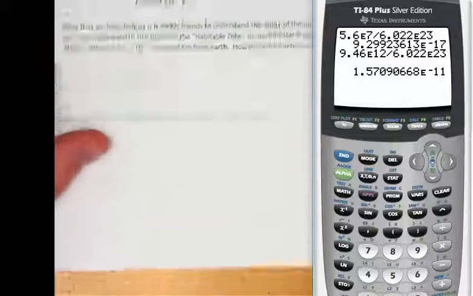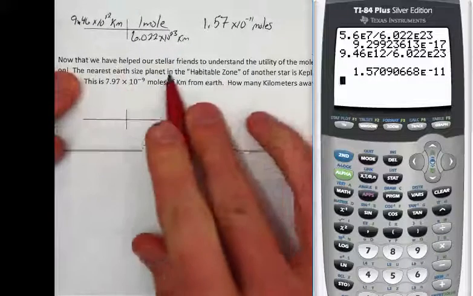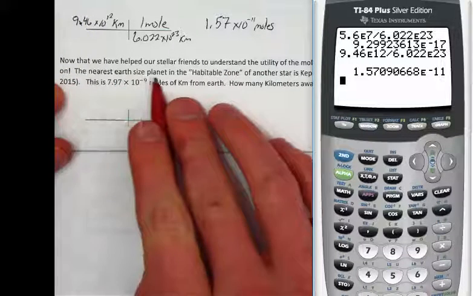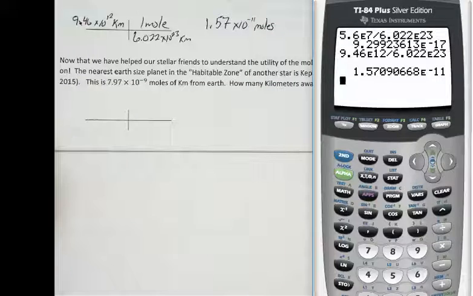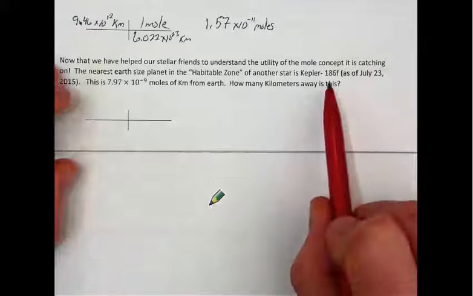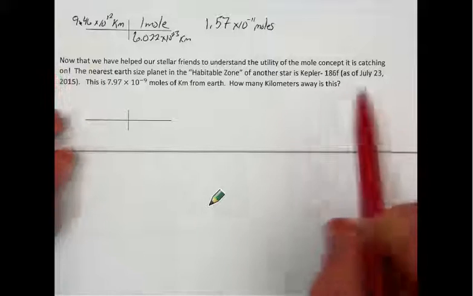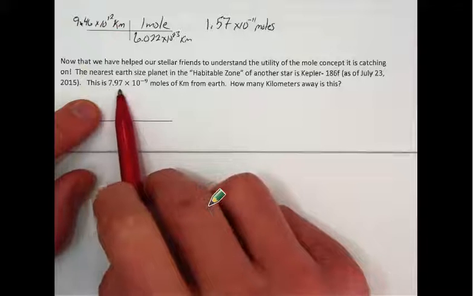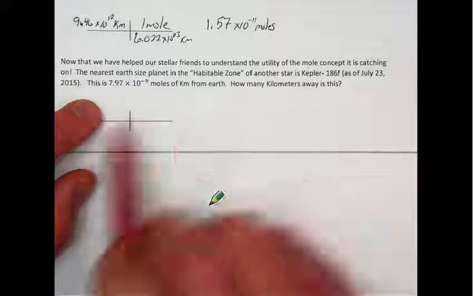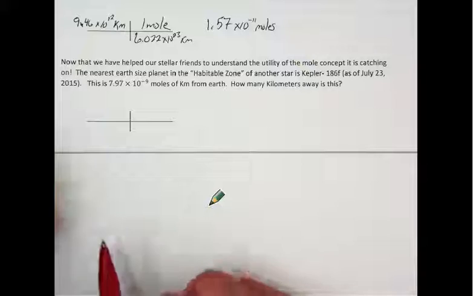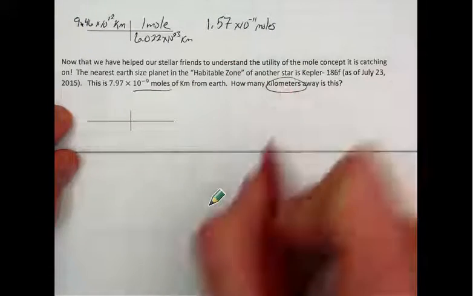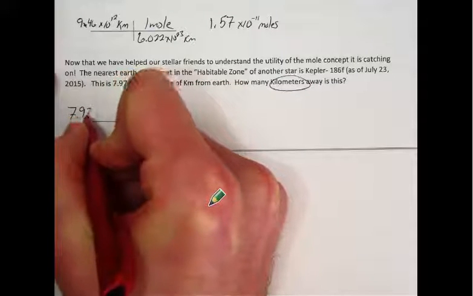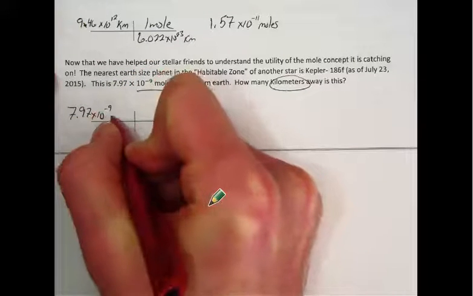All right, now for our last sample problem, which reads, now that we have helped our stellar friends to understand the utility of the mole concept, it is catching on. Hooray! The nearest Earth-sized planet in the habitable zone of another star is Kepler 186f, and this was as of July 23rd, 2015. So this is 7.97 times 10 to the negative 9th moles of kilometers from Earth. How many kilometers away is this? So now we're given moles and we're asked to convert back to kilometers. So we write our given quantity, which is 7.97 times 10 to the negative 9th moles.